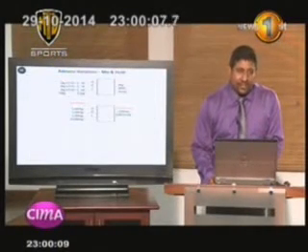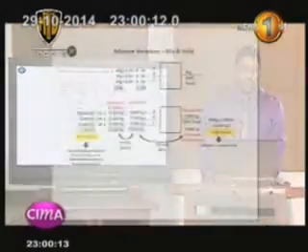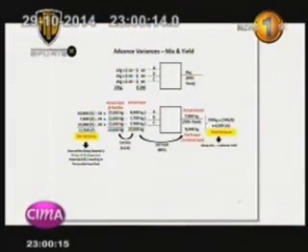Now let's look at advanced variance analysis. Mix variance and yield variance. Now look at this example. Say you have raw materials A, B and C mixed in the ratio of 5 kilos, 2 kilos and 3 kilos.